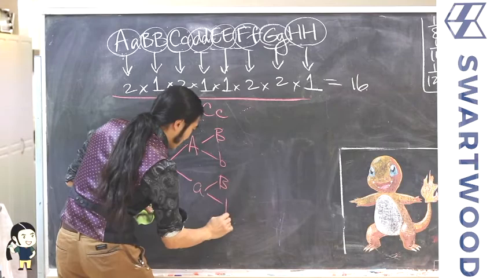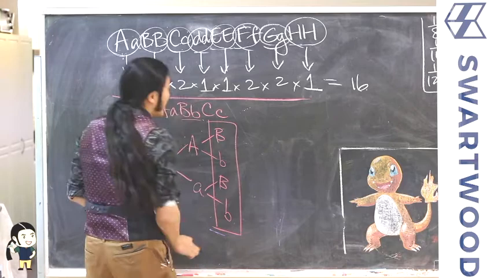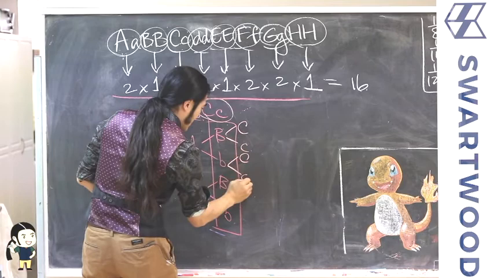Big, little, everybody agree? So two options here, two for each of these, that's 2 times 2, it's 4. But you can see that directly, 4 guys, right? But then for each of these 4, you have two options for C, right? You can go big C, little c, big C, little c, big C, little c.